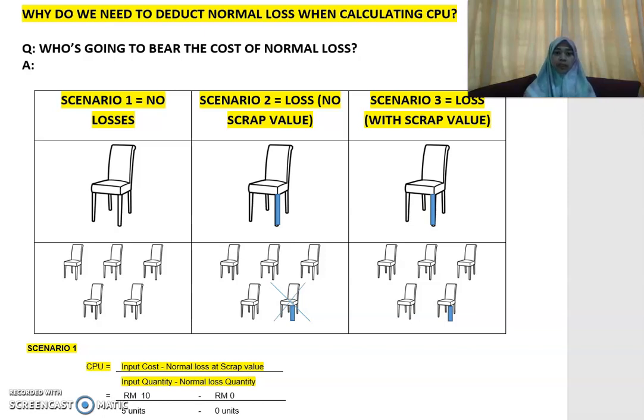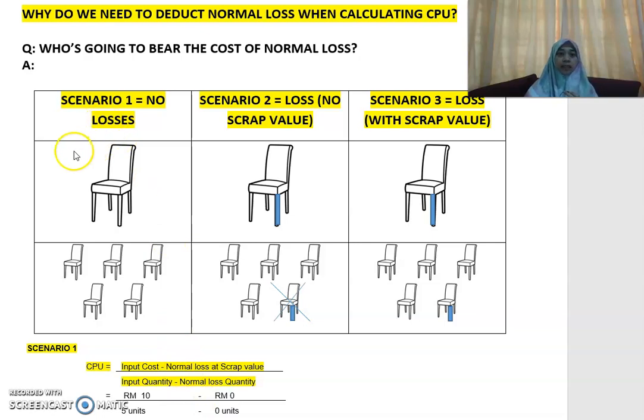When you calculate the CPU, hopefully you still remember the formula: input cost minus the normal loss at scrap value, divided by the input quantity minus the normal loss in terms of quantity. When we want to calculate the CPU, we have to deduct the normal loss here. So the question is why?